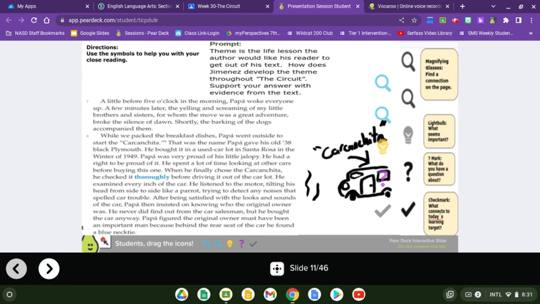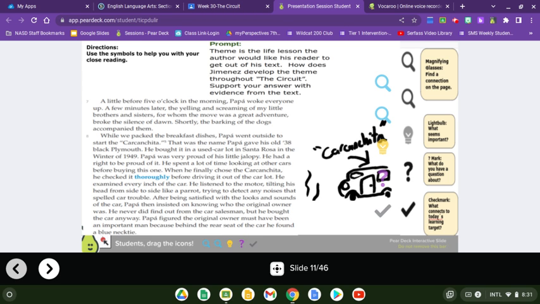A little before 5 o'clock in the morning, Papa woke everyone up. A few minutes later, the yelling and screaming of my little brothers and sisters, for whom the move was a great adventure, broke the silence of dawn. Shortly, the barking of the dogs accompanied them. While we packed the breakfast dishes, Papa went outside to start the car Conchita. That was the name Papa gave his old '38 black Plymouth.